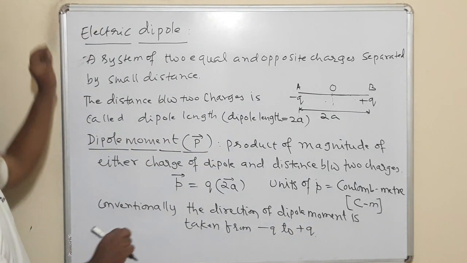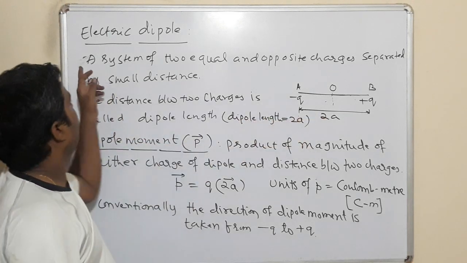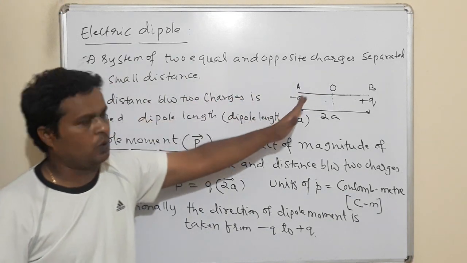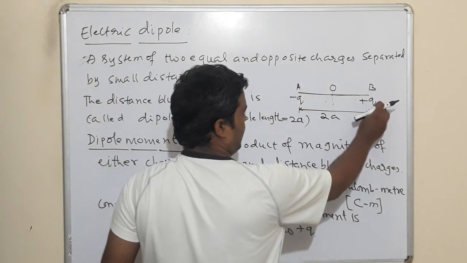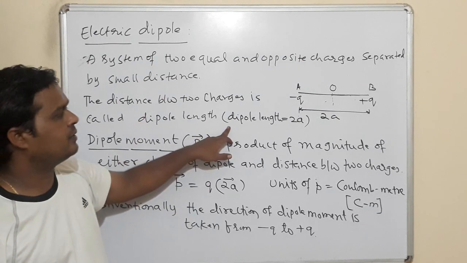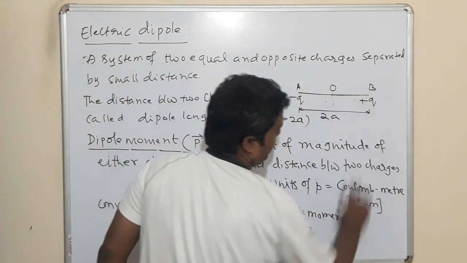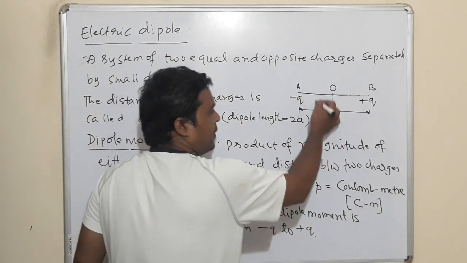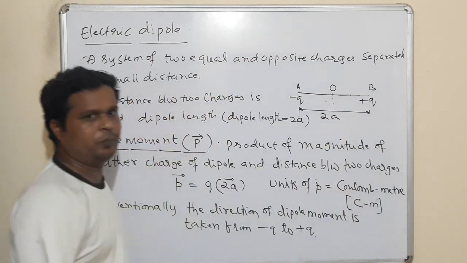See, this is a small introduction about the dipole. What is a dipole generally? A system of two equal and opposite charges separated by a small distance is called a dipole. The distance between these two charges is taken as 2a, which is called the dipole length. Why have we taken 2a? Because measurements are made from the center. If we take it as a, then we need to divide it as a by 2 and a by 2, and then the mathematics becomes a little complex.